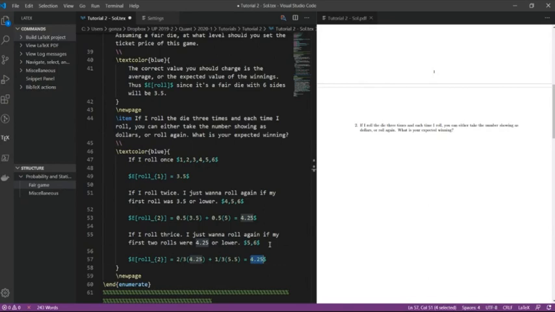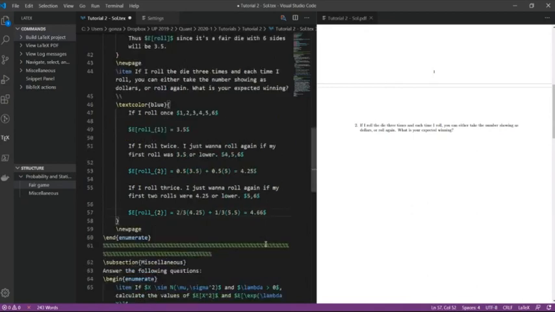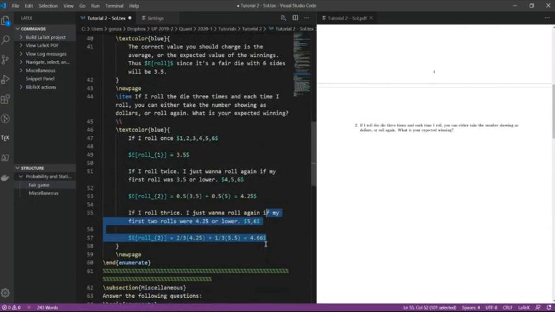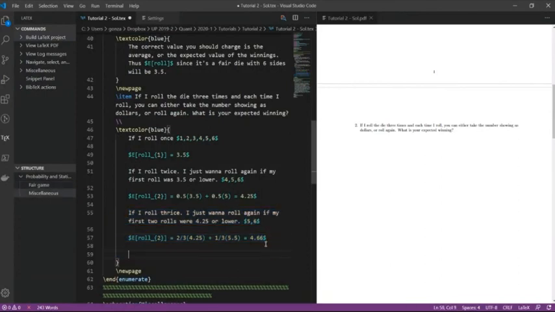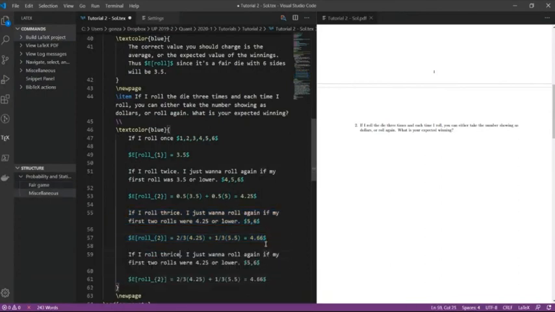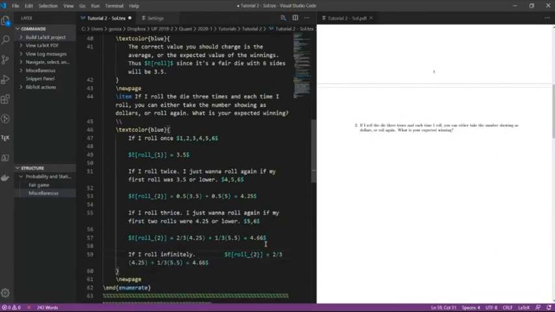This is 4.6666666, etc. 4.66. Now imagine that instead of being just twice or thrice, it's infinite rolls. How much should I charge for infinite rolls?